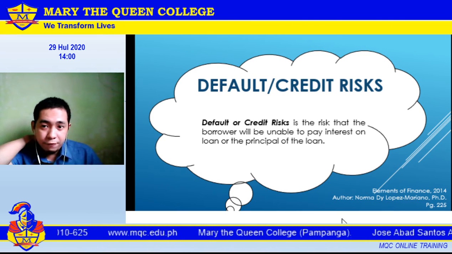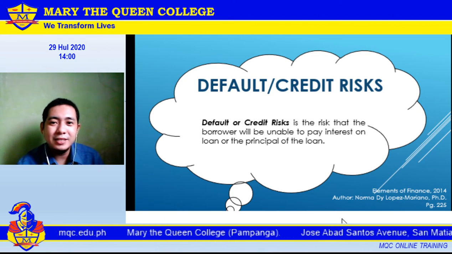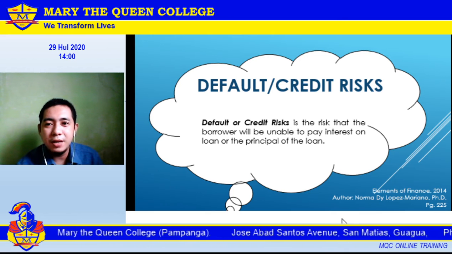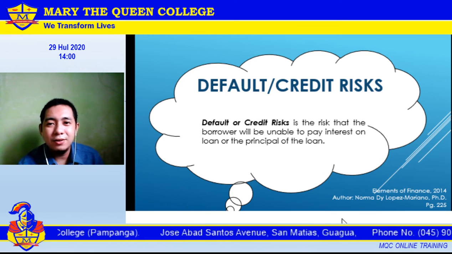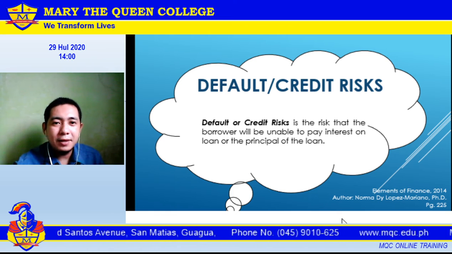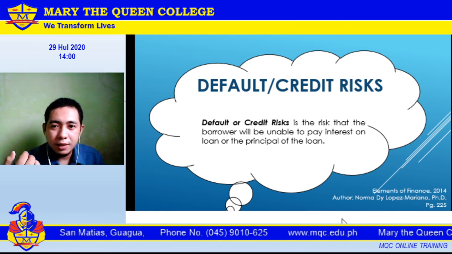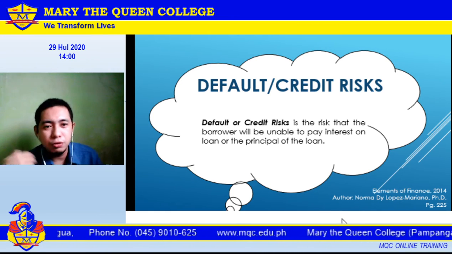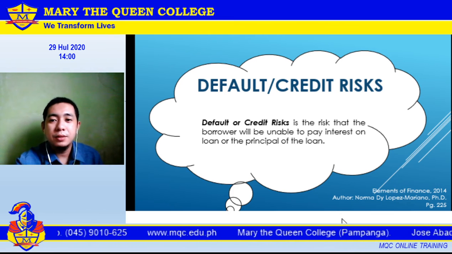And also, the default or credit risk is the risk that the borrower will be unable to pay interest on the loan or the principal of the loan. So, you are unable to pay the dues in due time.